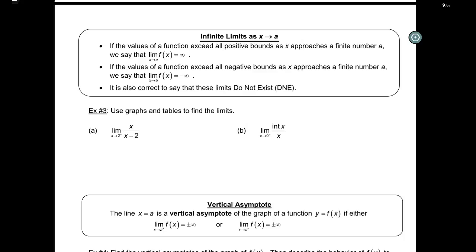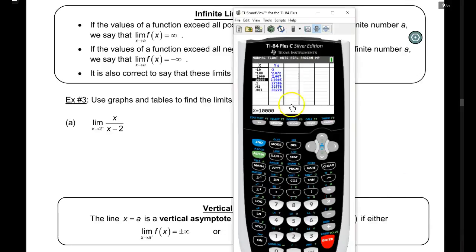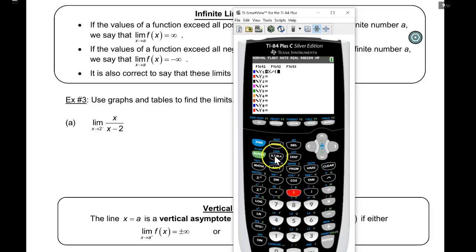So here we have the limit as x approaches 2 from the left of x over x minus 2. So we're going to use graphs and tables to find the limit. So let's take a look at A. So we have x over x minus 2.